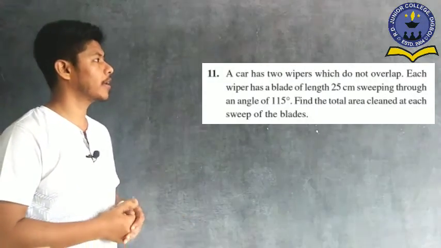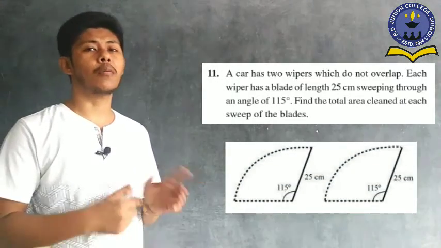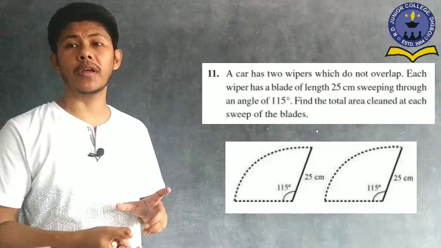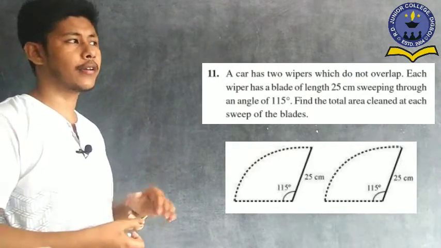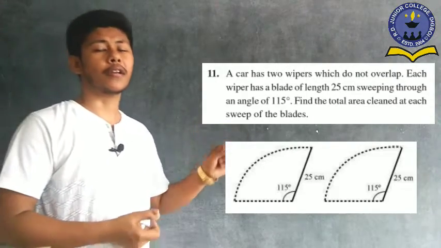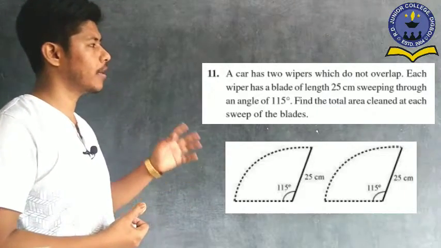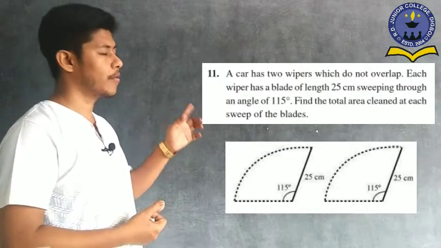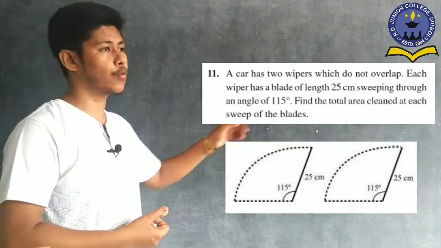So that means here in this question, if you see here, two wipers are there and not overlapping each other, and the length of the blade is already mentioned, 25 centimeter, and how much is the angle created here? As you see here, the angle created here is how much? 115 degree. So how much area? That means what you have to do here in this case, we have to find out the area of one part, and then we have to multiply it by 2 because two wipers are there.